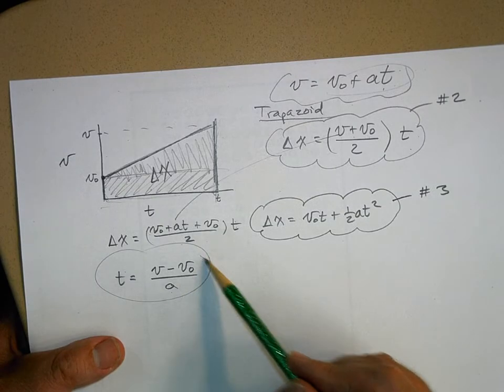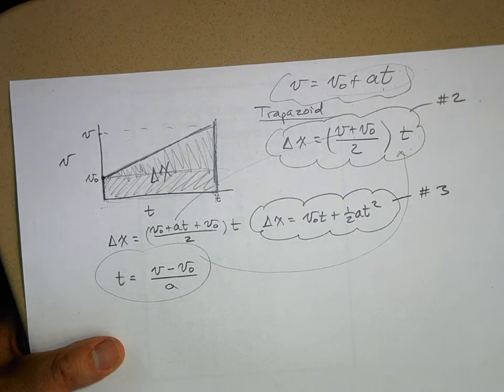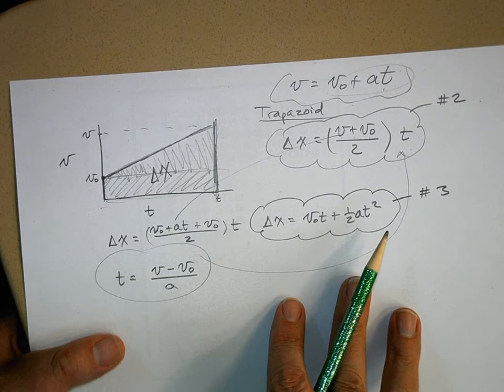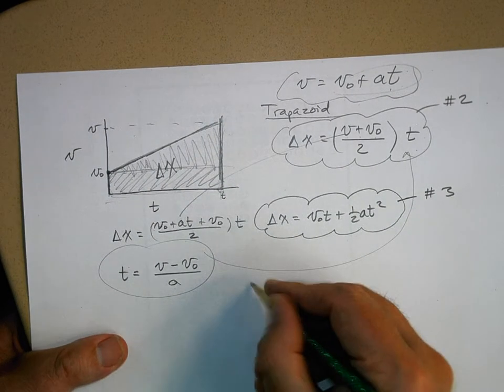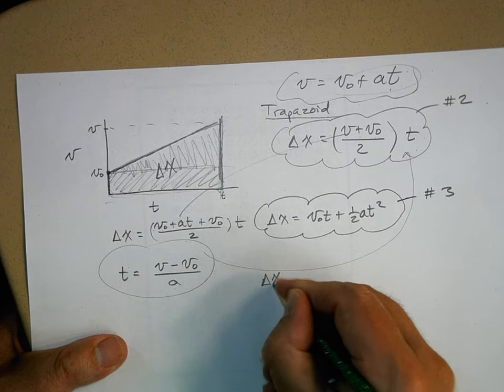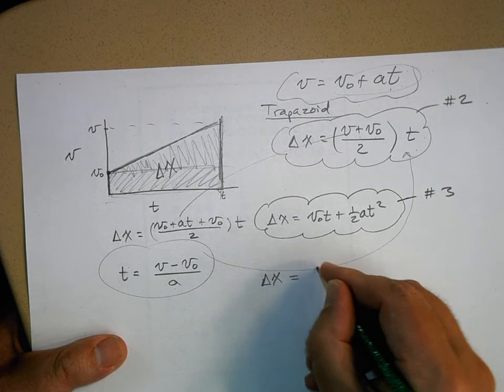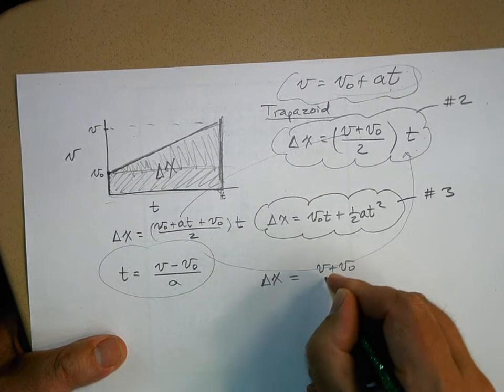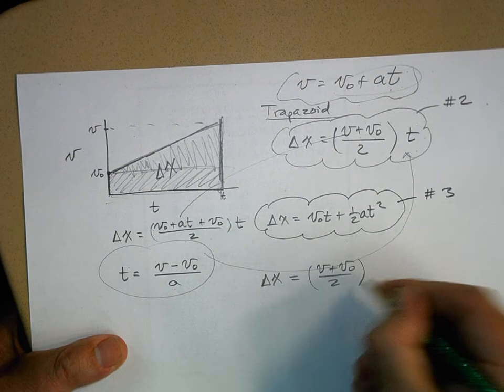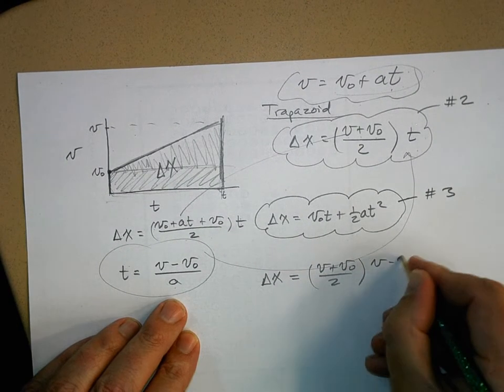Now I'm going to plug that expression into here. And by the way, you do not have to memorize this derivation. You are not going to have to memorize how to do this. So we take the equation number 2, V plus V naught over 2 times time, but time is now V minus V naught over A.